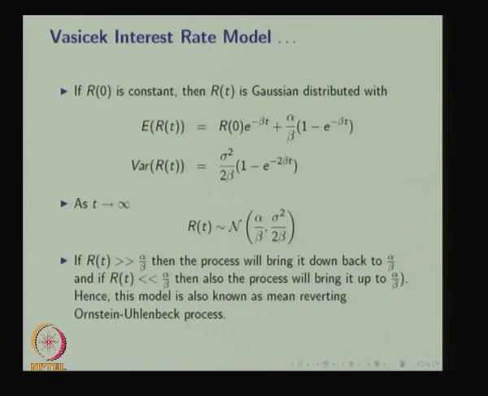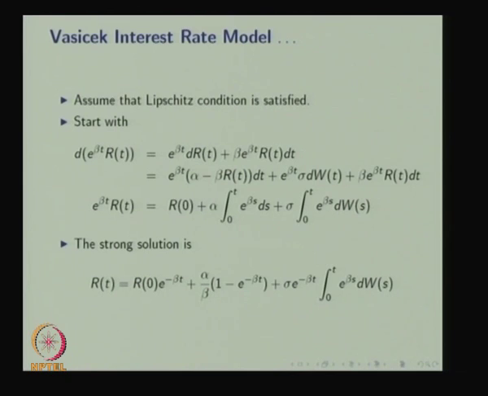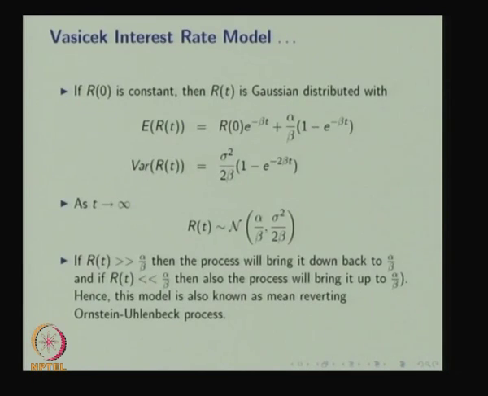One can find out the mean and variance from this solution. Term by term you can find the mean of R of t. Similarly, you can find the variance of R of t, and we can discuss, as t tends to infinity, what is the distribution of R of t also.